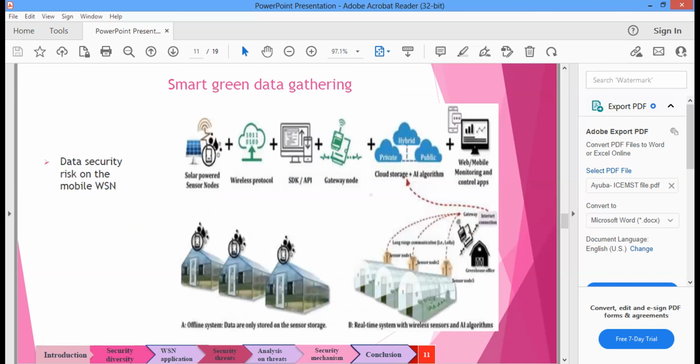Next is the smart green data gathering, where green data is captured and transmitted through a mobile collector to storage on the cloud. The major security challenge here is the data security risk on the mobile wireless sensor network, such as the wormhole attack, the sybil attack, the jamming attack, and other types of security threats that can be launched on this system.